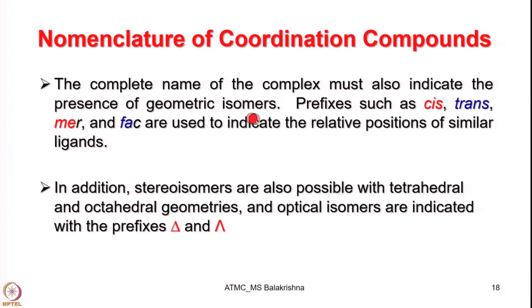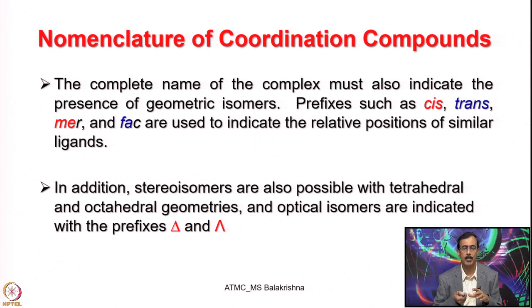The complete name of the complex must also indicate the presence of geometric isomers. Let us have different ligands present on a metal, and if there is a possibility of seeing more than one isomer, then the name given should also indicate the type of isomer we are talking about. Then prefixes such as cis, trans, meridional or facial should be included in front of the complex when we write it. In addition, stereoisomerism is also possible with the tetrahedral and octahedral geometries.